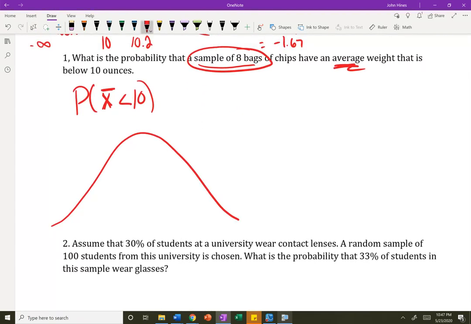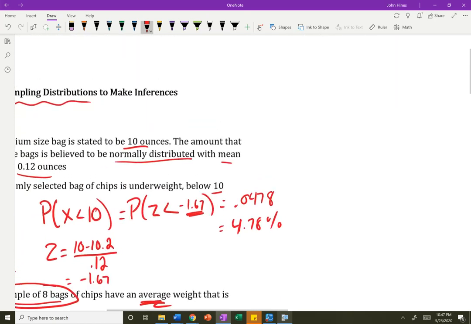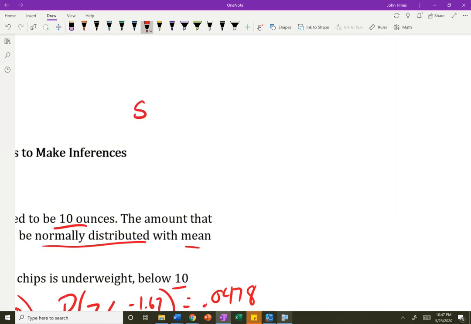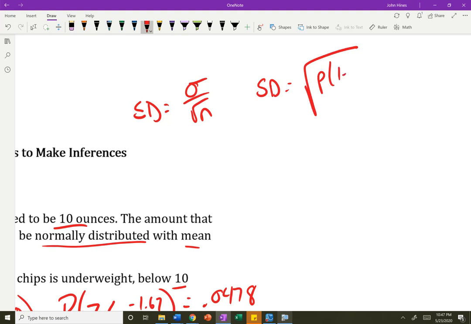So be careful. The central limit theorem tells us our sampling distribution is normally distributed. The center is the same, so the center is still 10.2. But remember, we have those two standard deviation formulas that I want you to write at the top of your paper. If I'm working with a sample mean, it's standard deviation over the square root of n. And if you're working with a sample proportion, it's the square root of the proportion times 1 minus the proportion over n. Those are our two formulas for working with sampling distributions. This is when I work with x bars. This is when I work with p hats.